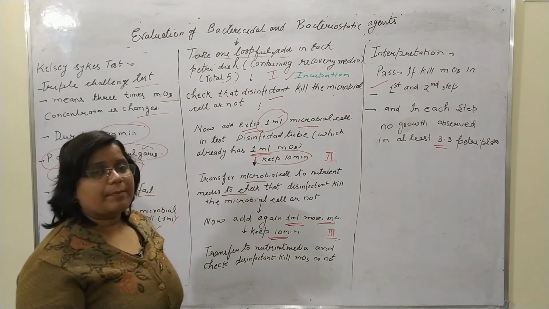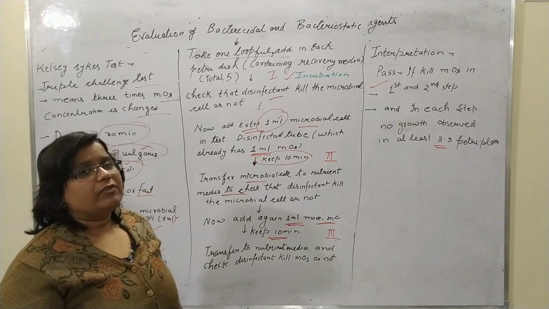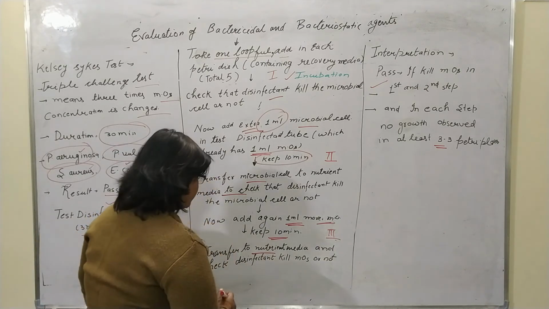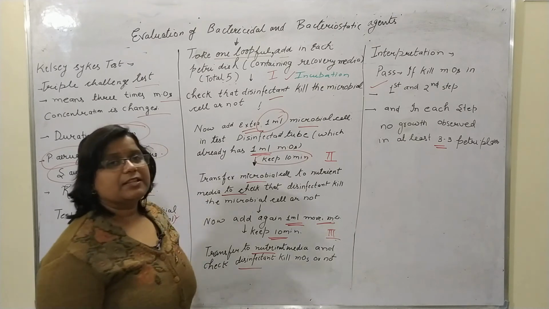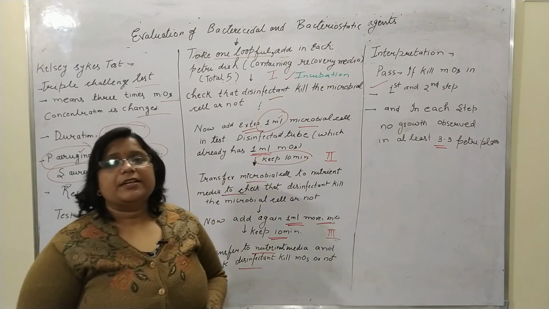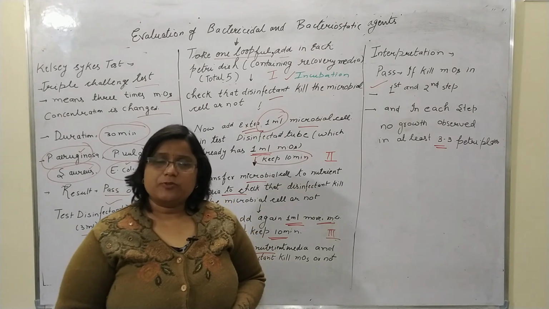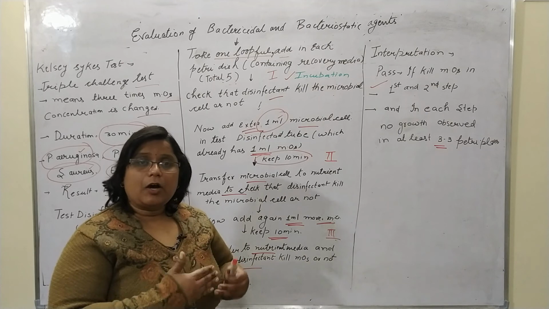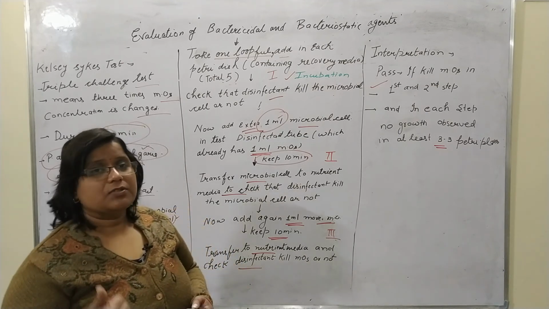Now again 5 separate Petri plates are prepared with nutrient agar, and we transfer to the nutrient media and check whether the disinfectant kills the microorganism or not. So here the result is interpreted in pass or fail terms, and we will discuss how we interpret whether the sample is pass or fail.